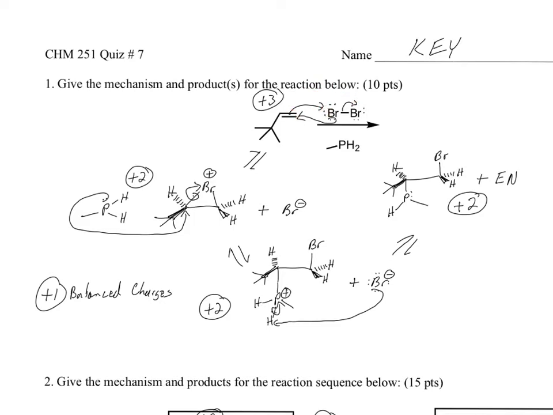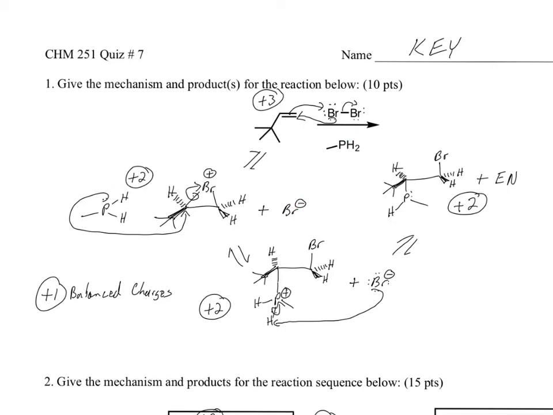Pi bond reacts, bromine-bromine bond breaks. The bromine that initially got reacted with, lone pair comes back. You form a bromonium ion, 3-membered ring. It comes from the top. At this point, Br minus or the solvent reacts.